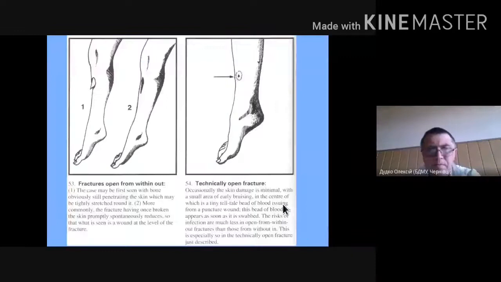So what do you mean when you talk about open fracture? We mean that there's a wound here and we have a fracture, and there's a connection between the wound and the fracture. It may be a big wound, maybe a small wound, it may be a fracture which was made by a bone fragment going outside, or maybe a hard object was damaging the skin and then broke the bone.